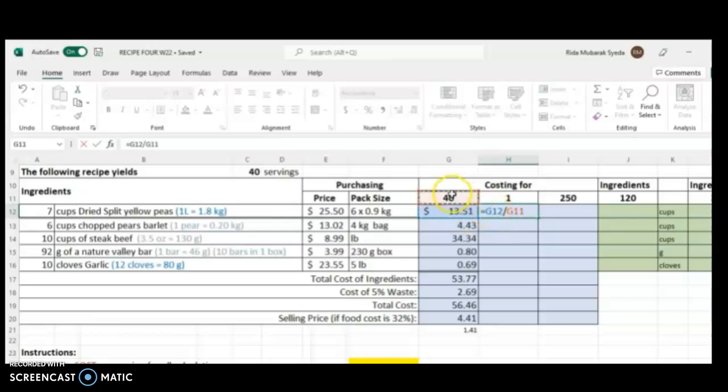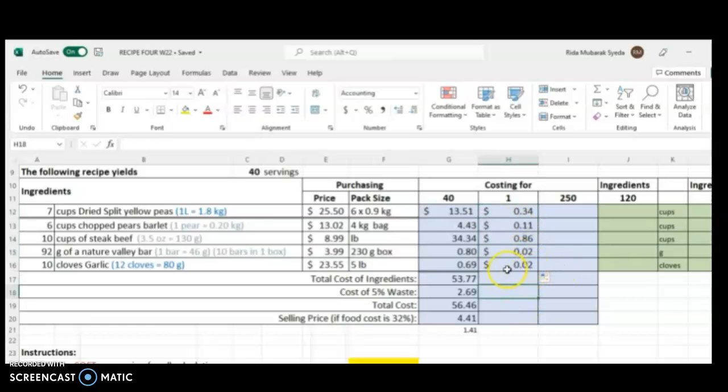And because it's going to be the same number for all my other ingredients, like 40, the serving size would be the same for all my other ingredients, I'm going to use something called absolute cell referencing, which is going to command Excel to stick to that same number for all my other ingredients. And then I'm going to press enter. So now I can simply drag it down, and it's going to calculate for all my other ingredients.